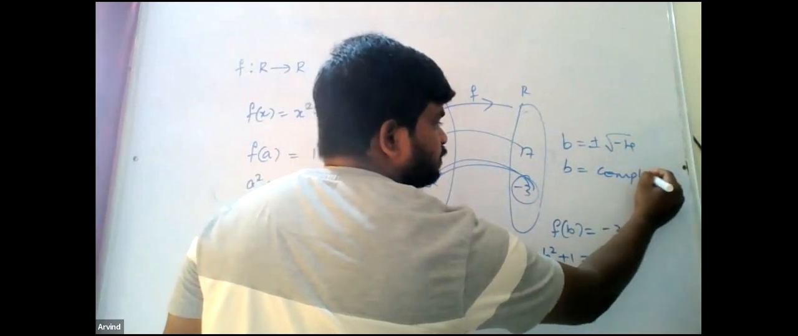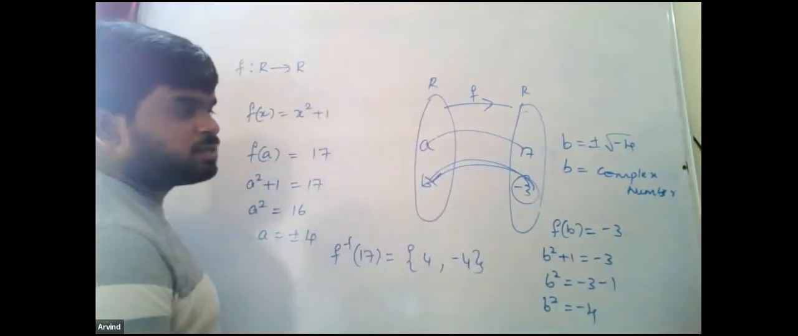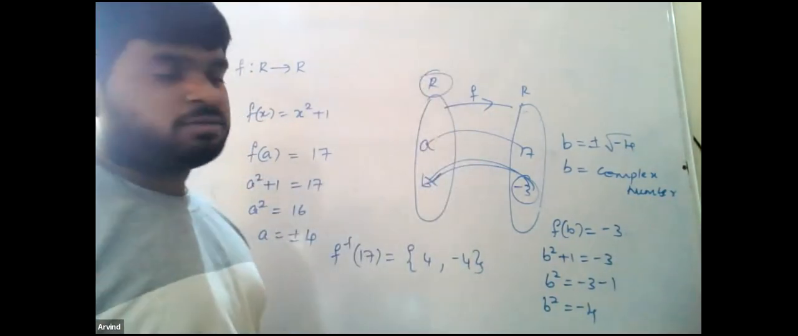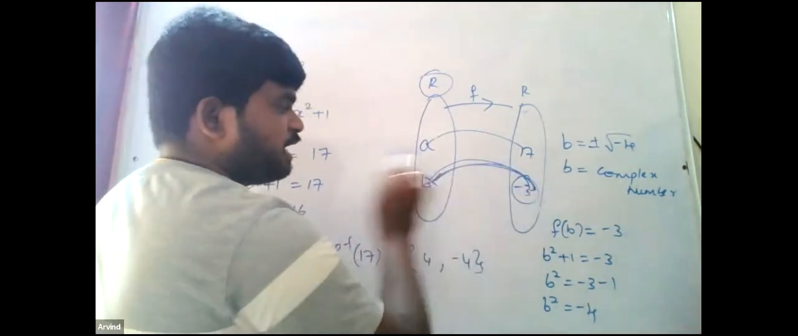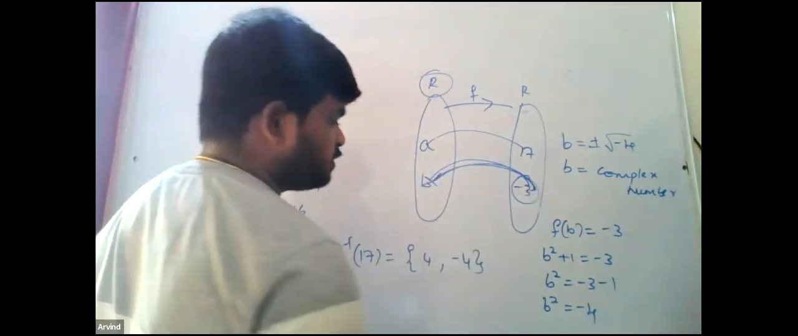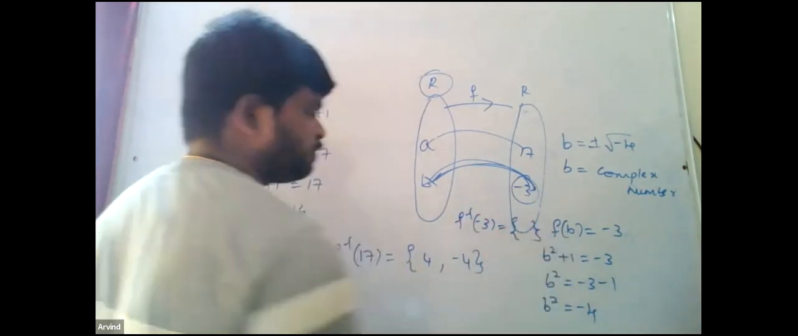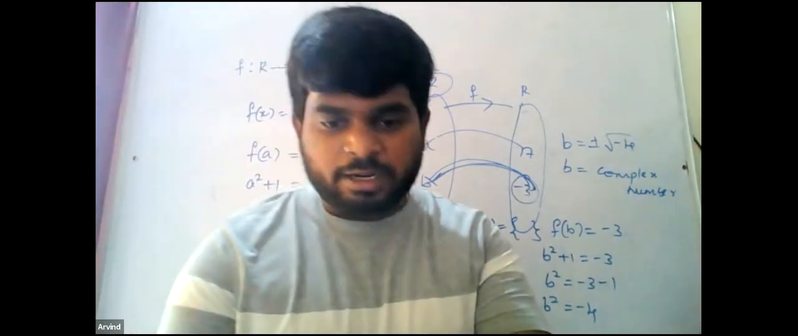We are getting a complex number, but B belongs to which set? It is in the real number set. So you cannot have B as a complex number, which means minus 3 has no pre-image, which means f inverse of minus 3 is the null set. So 4 comma minus 4 and null set is the correct option.